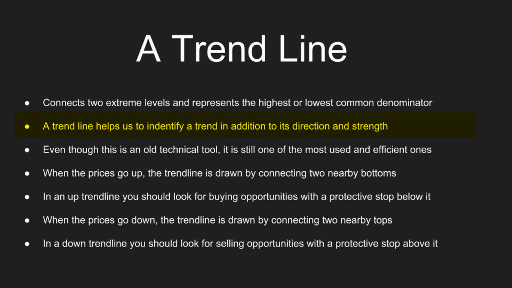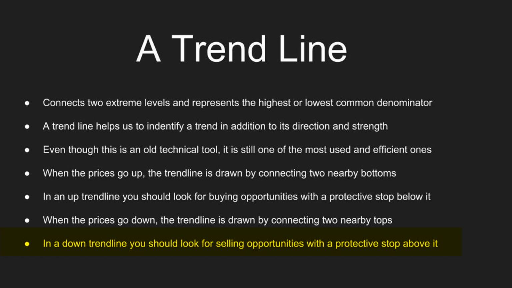It also tells us about the direction of the trend and the strength of it. Trend lines are one of the oldest tools, but still one of the most efficient ones. So let's learn how it works. When the prices go up, you draw an uptrend line by connecting two bottoms. In such a case, you will look for buying opportunities close to this line while putting a stop loss below the trend line. During downtrends, on the other hand, you use two tops and look for selling entry points. A protective stop should then be placed above the line.